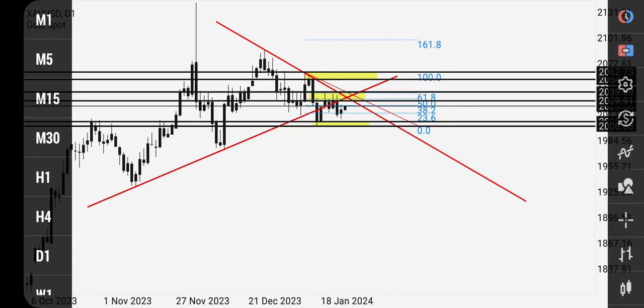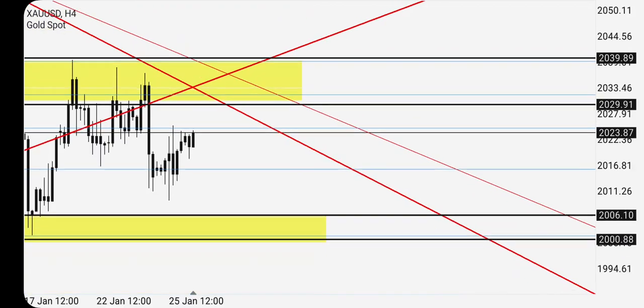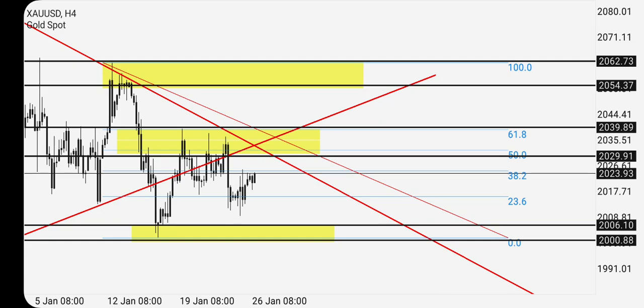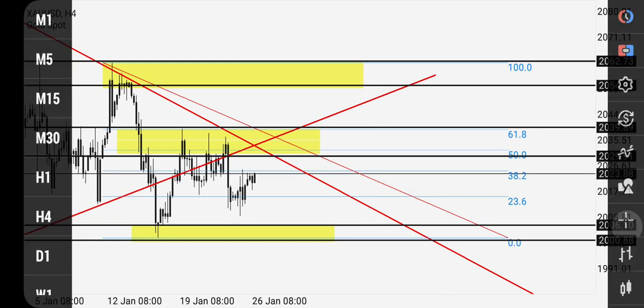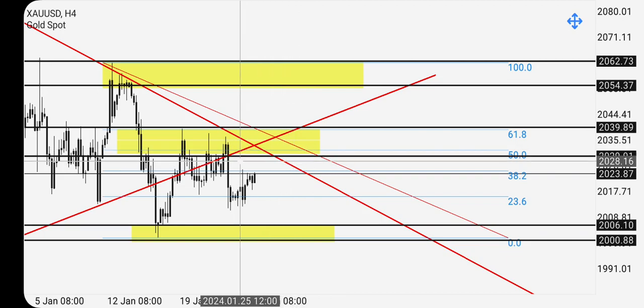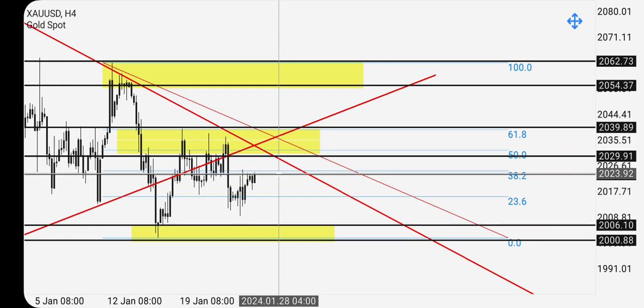For entry purposes, we go to a lower time frame. On the lower time frame, we're waiting to see clearly on this level 50. If it rejects and starts to give us a sign, we start putting in a sell. First take profit 38.2, second take profit 23.6. Or it can break up and continue going up, and then if it breaks up, we take a buy on this 61.8 till this level here.